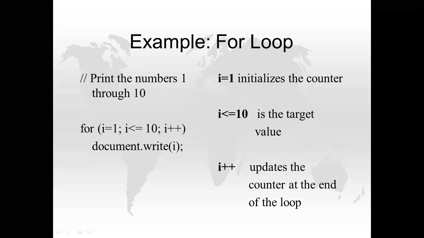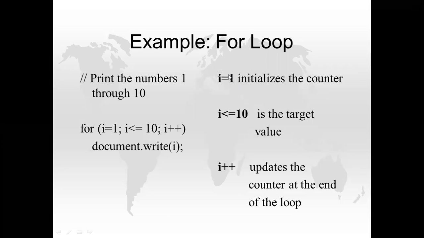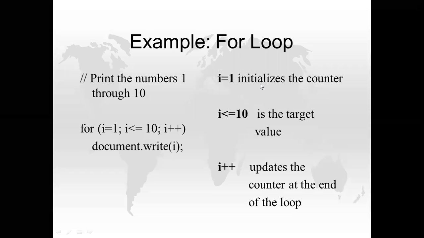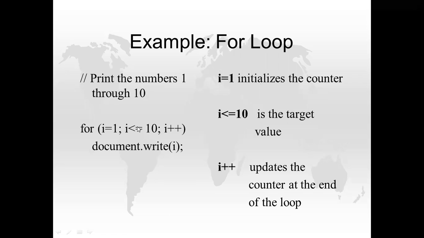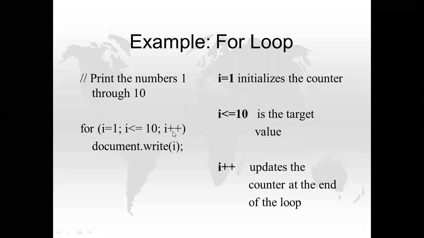Then we have seen the for loop. This loop is for printing the numbers from 1 to 10. Here we initialize the counter: this is the initialization, this is the condition, and this is the increment. Here i equals 1 initializes the counter. Here i less than or equal to 10 is the condition, the target value. Then i plus plus updates the counter at the end of the loop. It will print the value of i using document dot write, the counter value.